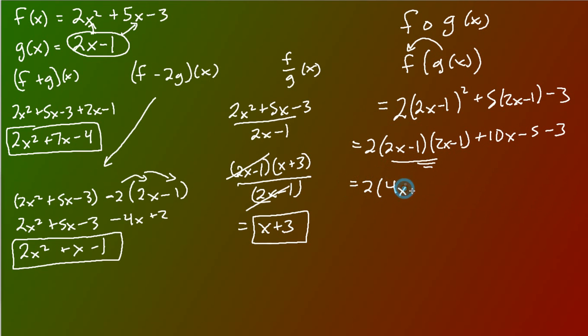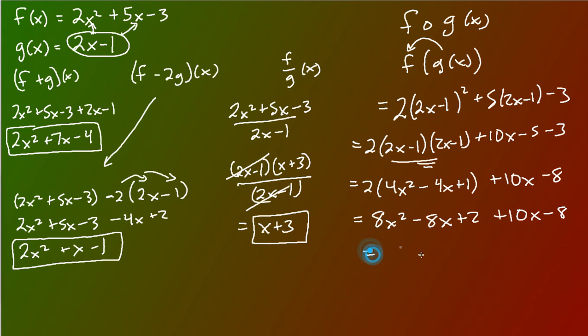So I get 4x squared minus 4x plus 1 plus 10x, and then I'll combine those, minus 8. So I get 8x squared minus 8x plus 2 plus 10x minus 8. Then I go ahead and I combine. So 8x squared plus 2x minus 6. And there's our composition.